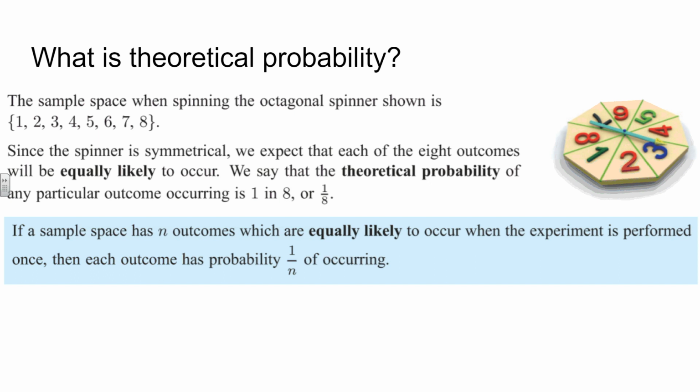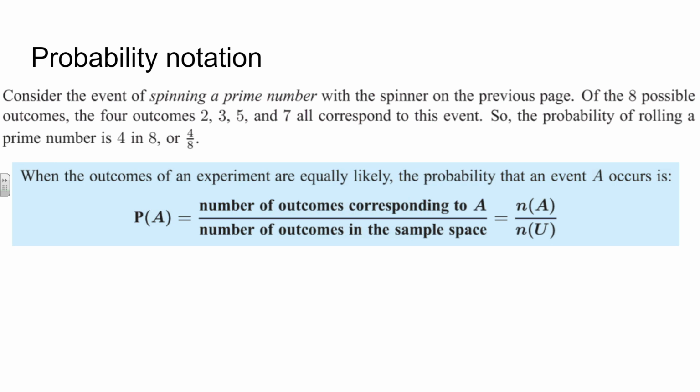So therefore, the probability of any one of those outcomes is just 1 over n, and in this case being 8. A little note about probability notation, something that I am very critical of, making sure that you follow this format here. We put a P on the outside, and on the inside we put whatever the event is. So the probability of A is how we read that, and it's just the number of outcomes that correspond to A divided by the total number of outcomes in the sample space, or n(A) over n(U), U being the sample space.